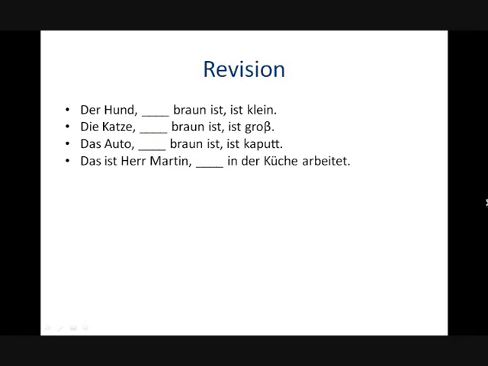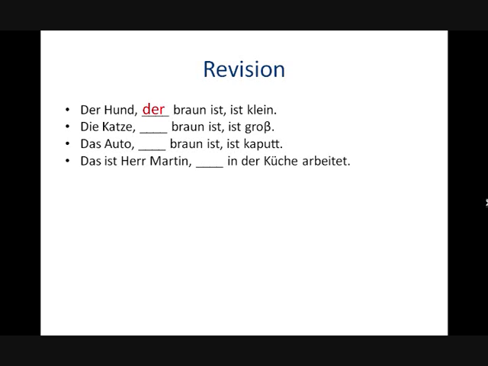Revision time. In this little revision section, you need to fill in the relative pronoun that we're going to use. But because you don't have pens and paper, I'll just talk you through it. So here, what is our antecedent? What is the thing we're referring to? Well, we're referring to der Hund, so the relative pronoun is going to be der, because that is the article of the noun. It's a masculine noun, so it's going to be der. Der Hund, der braun ist, ist klein.